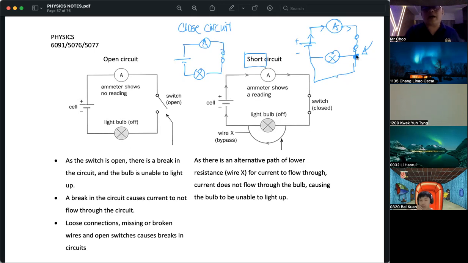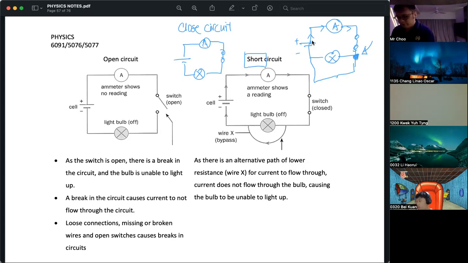Basically there is no resistance on the bottom. So all the current will not need to think much. A bulb is like an obstacle course. So all the current will go through the bottom here, because there's no resistance.